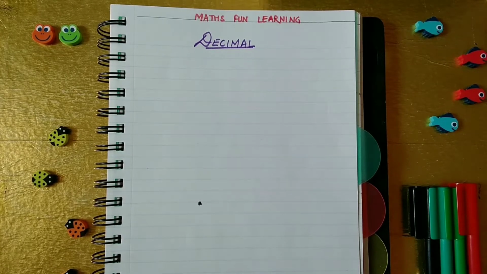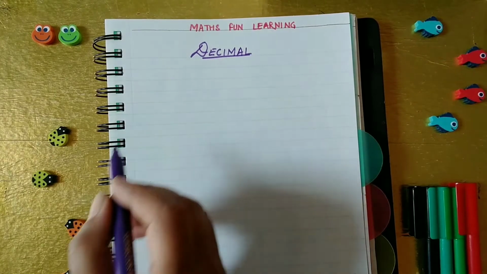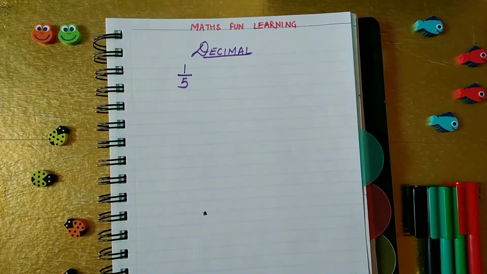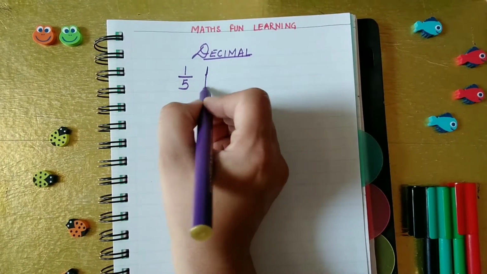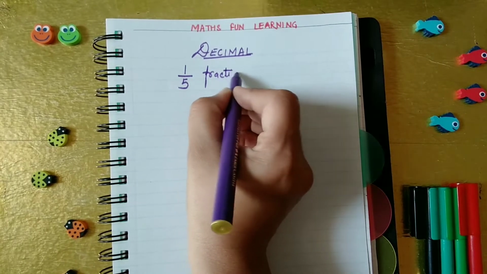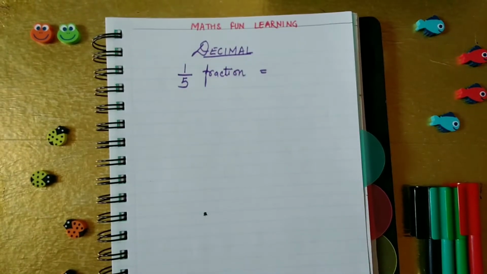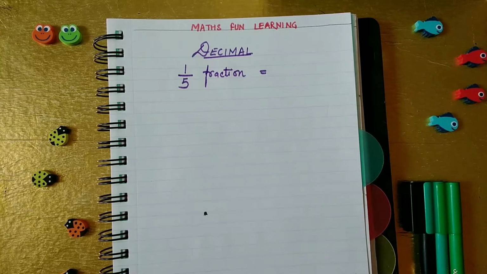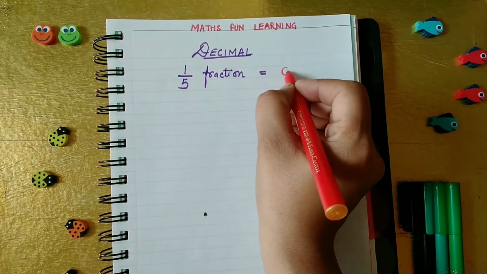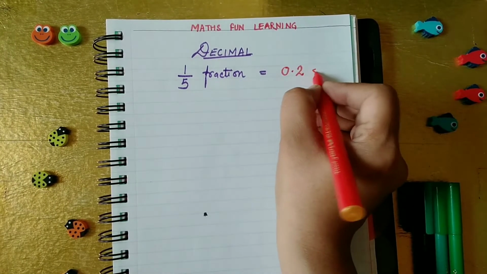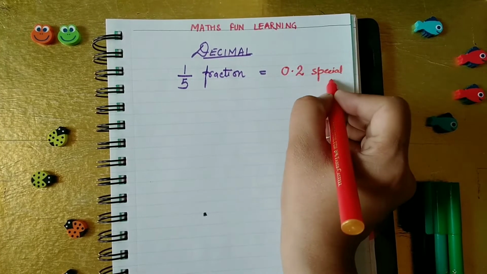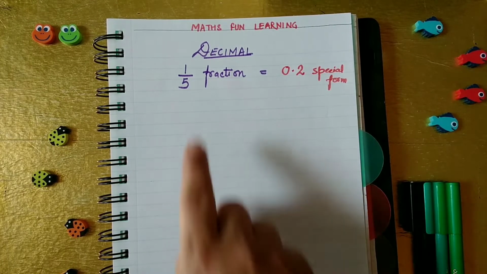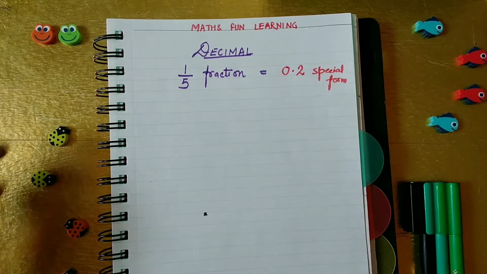Let me write a fraction here. Suppose I take 1 out of 5. So this is my fraction. And we are going to write this fraction in a special form, and that special form is 0.2. This is called a decimal. What is that fraction? How will you take that 1 by 5?